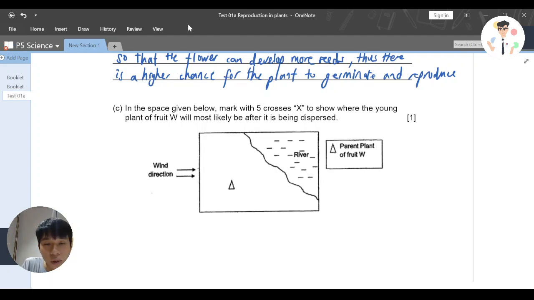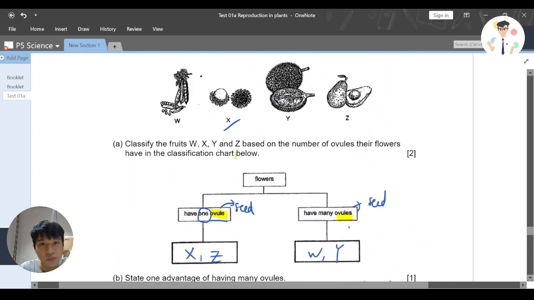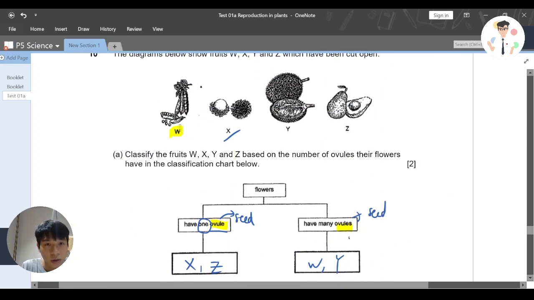In the space given below, mark with 5 crosses X to show where the young plant of fruit W will most likely be after it is being dispersed. So this is the parent plant of W. So what is W? W, let's look at here, is this. So now by looking at this, we need to try to identify this is dispersed by what method.